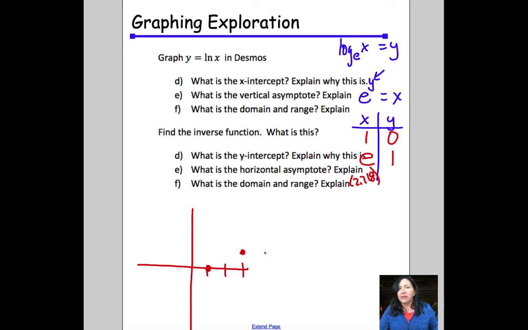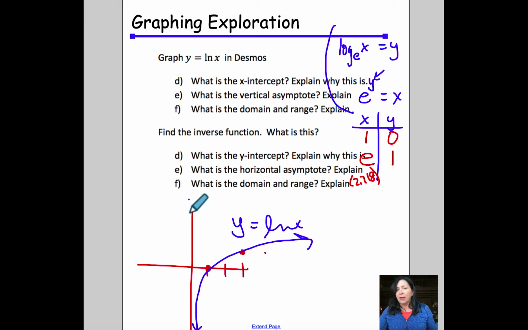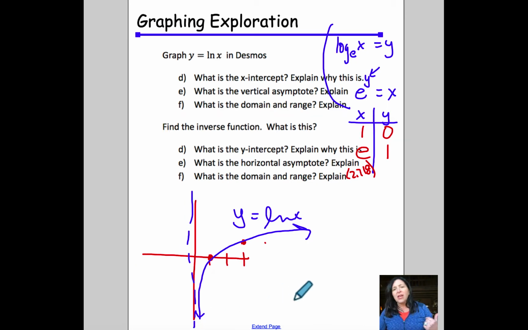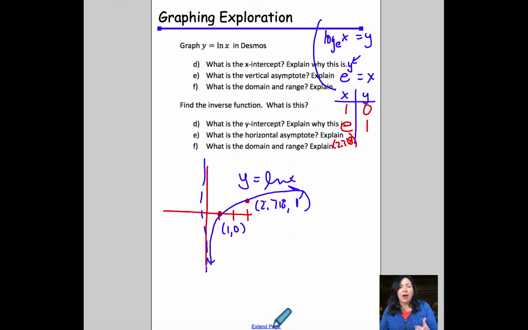And so this graph right here is my ln graph. This goes down. ln is very similar to log base 10, but it's not exactly the same for sure. This is my ln of x graph for y. And then I still have an asymptote going straight up like this. But for this one, remember, this is (1, 0), and this would be (2.718, 1).